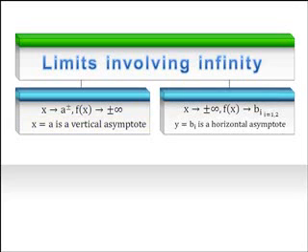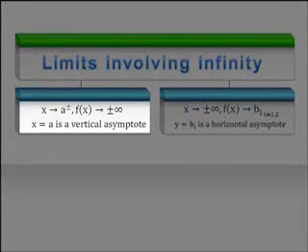Or, when x is approaching plus or minus infinity, if your function is going to approach a certain value, pi, then we say that the line y is equal to pi is a horizontal asymptote. Let's start with the first part, when we are dealing with vertical asymptotes.